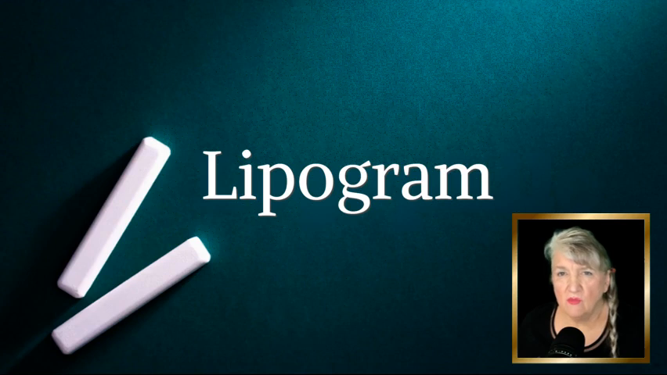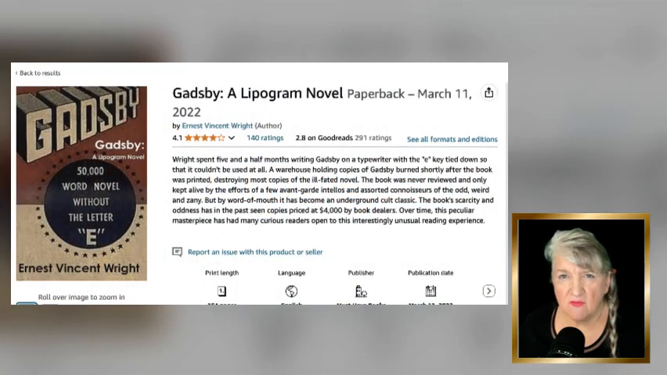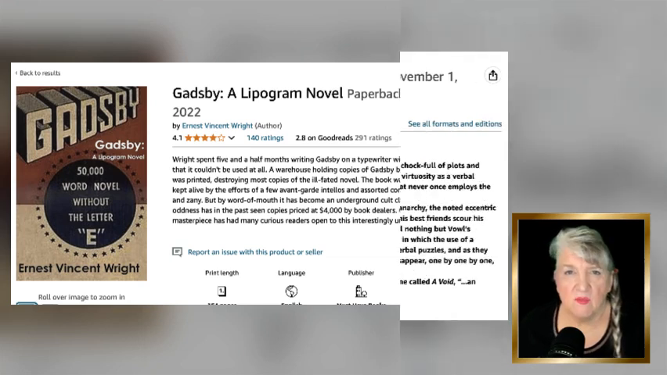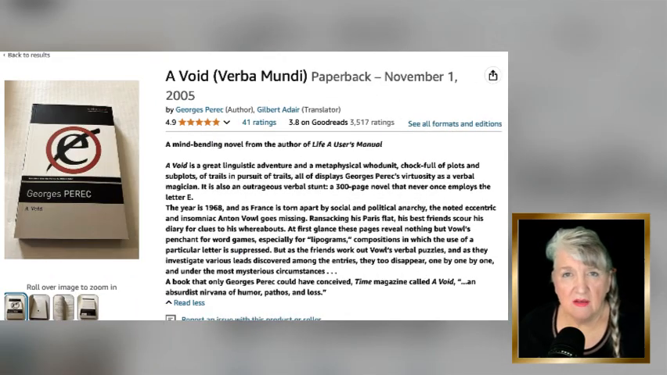In addition, there are whole books written about some letter or other. One title that often pops up is a novel by Ernest Vincent Wright called Gadsby. This is a 50,000-word book that does not contain the letter E. Then there's a book titled Avoid by a French writer called Georges Perec that also avoids the letter E. The English translation by Gilbert Adair maintained that lipogrammatic constraint, no E's in the book Avoid.